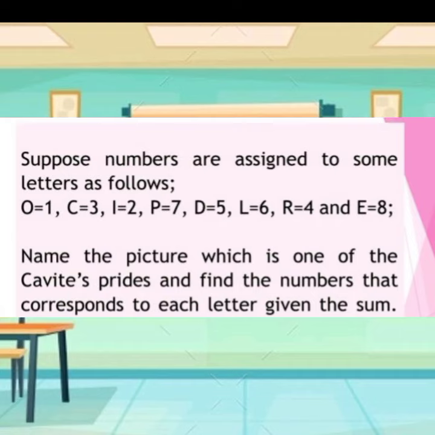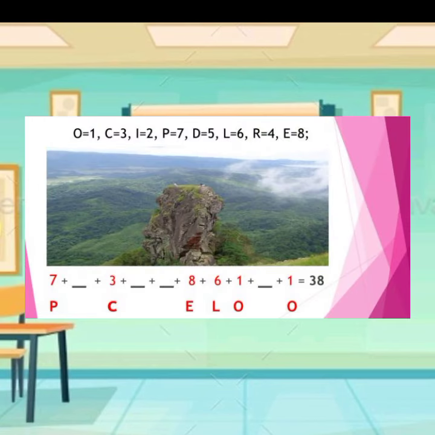Now, using those values of each letter, name the picture, which is one of the Cavite's favorites, and find the numbers that correspond to each letter given the sum. As you have seen in the picture, this is one of the beautiful places found in Cavite. We already have clues: P is equal to 7, C is equal to 3, E is equal to 8, L is equal to 6, O is equal to 1, and O is equal to 1. So there are 6 clues, wherein you need to solve the 4 more numbers so that it will sum to 38. So what is the name of this place?